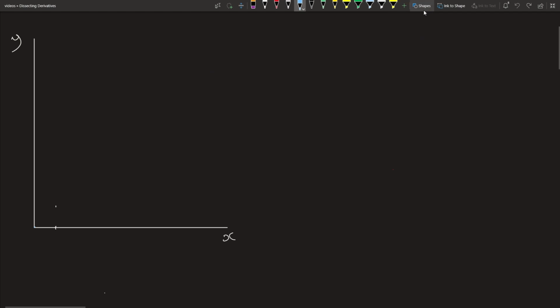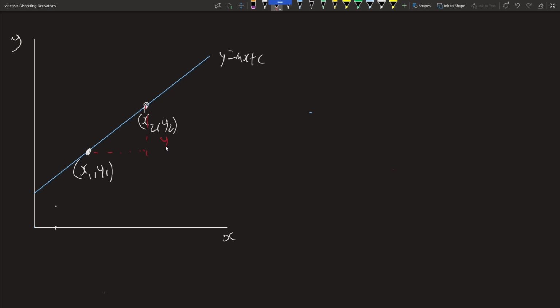So, to find the gradient of a straight line, it doesn't matter what type of straight line we have, it's just a straight line. We choose two arbitrary points, x1, y1, and x2, y2. And what we do is we take the difference in y values and the difference in x values. So we go down and we go across. We do y2 minus y1 here and x2 minus x1 here.